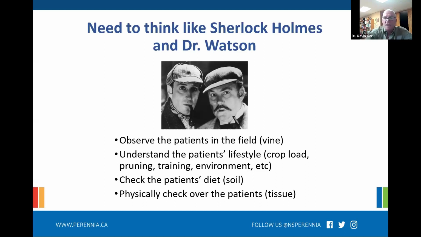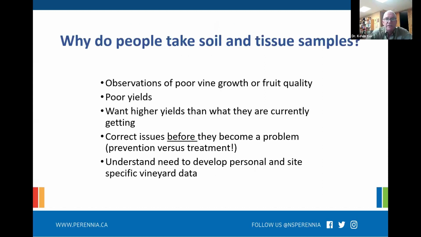And this has been advocated by many over the years, and there's lots of information published about it. So why do people do it? Why would we take soil and tissue samples? The vines aren't growing well, or our yields aren't high enough, or we think we can improve the yields that we're getting. And the idea is that we want to be able to correct some issues before they become a serious problem. So if we see a trend that things are declining in our analyses, we can moderate it by applying supplements before it gets to an absolutely critical level.